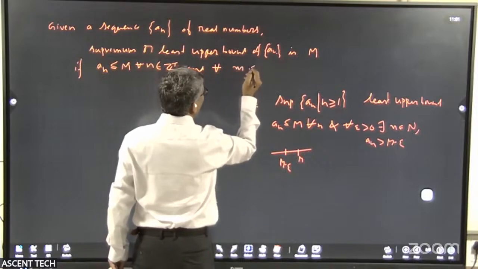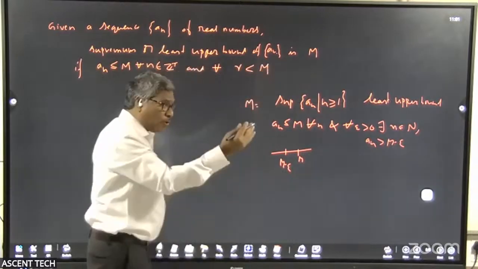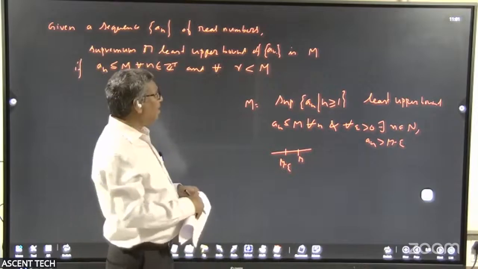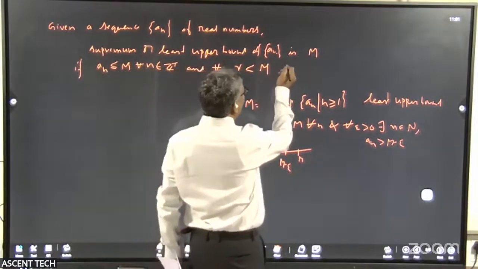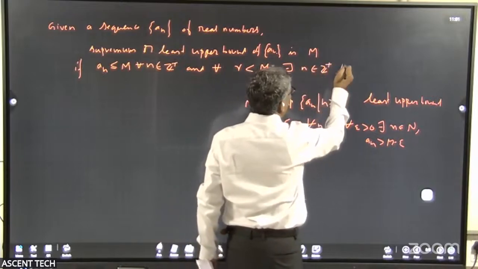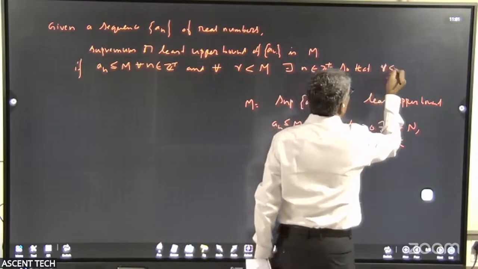r less than M. Oh, I go slightly to the left. So if M is infinity, r is a finite point. For every r less than M, there is an n in Z plus such that r is less than A_n.